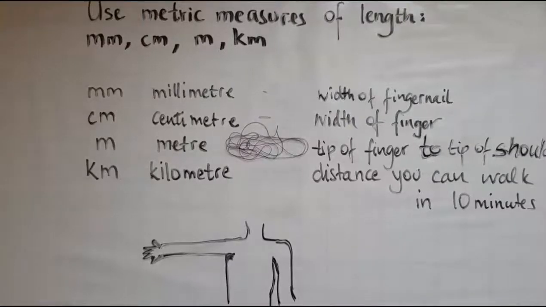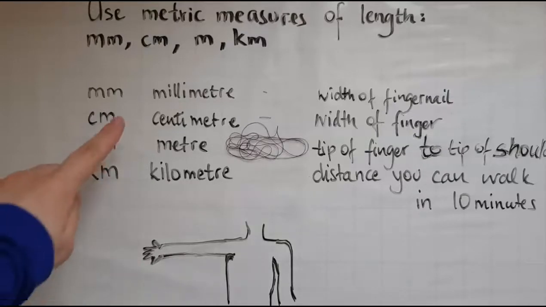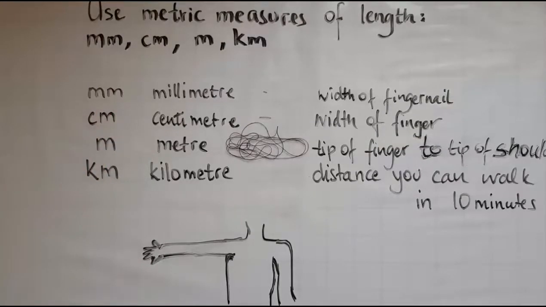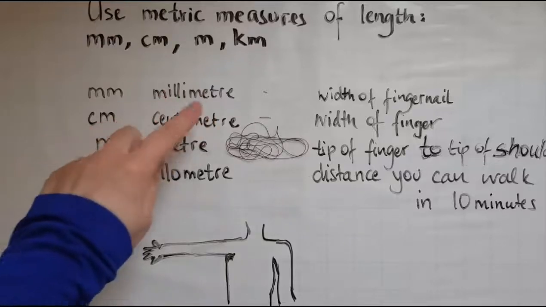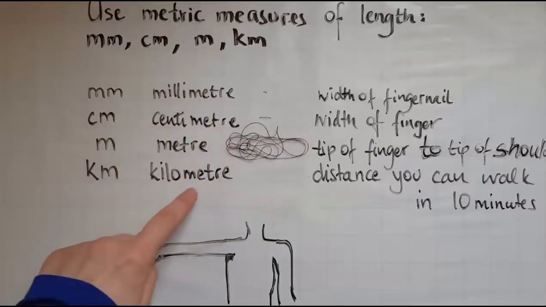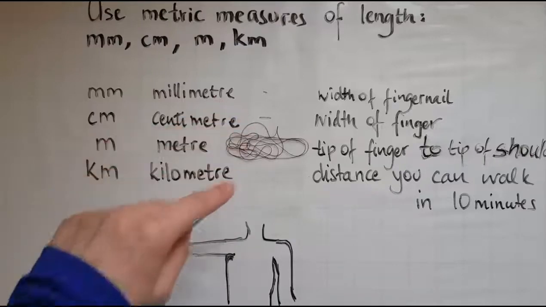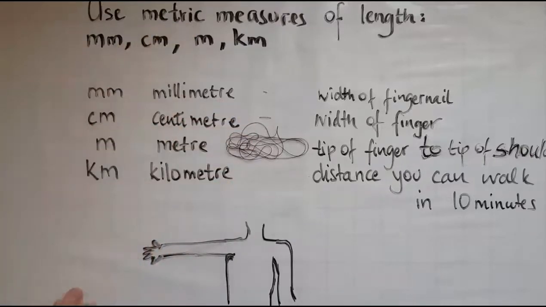In this video we'll use the metric measures of length: millimeters, centimeters, meters and kilometers. Metric measures, as you can see, have a pattern in the way that they're said. Millimeter, centimeter, meter, kilometer. They have the word meter in them, just like metric. They are different from the imperial measures, such as inches, for instance, or miles. I will look at these in turn.